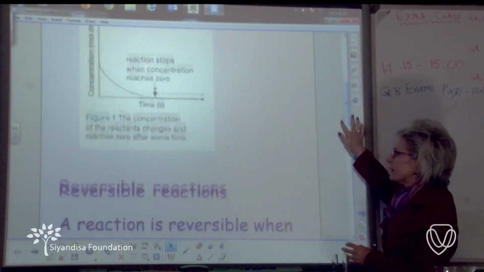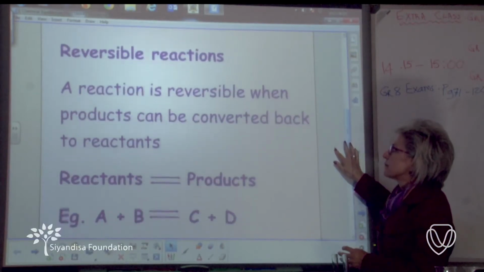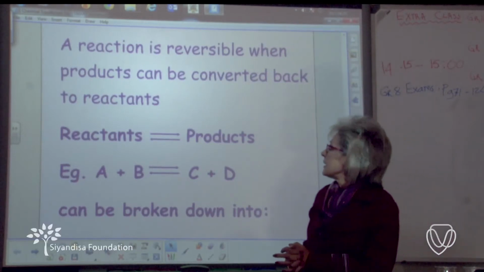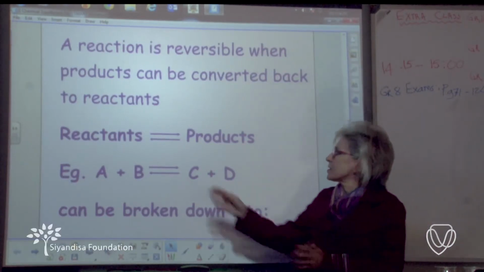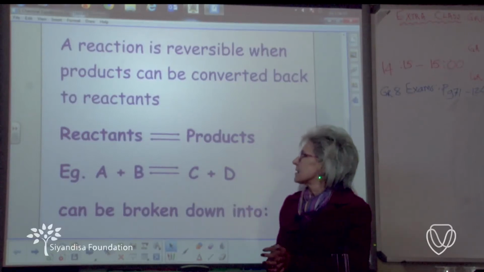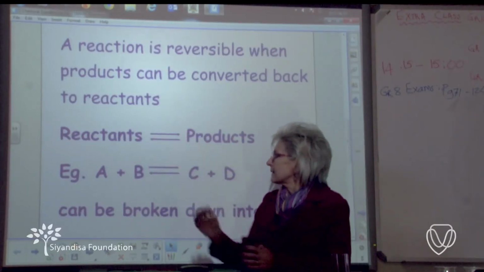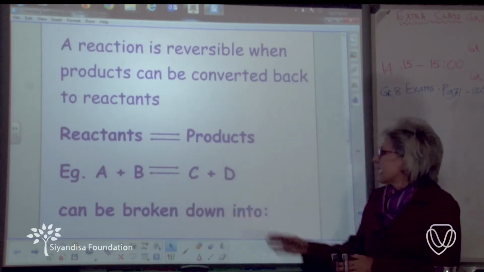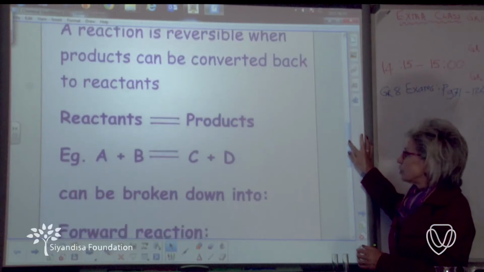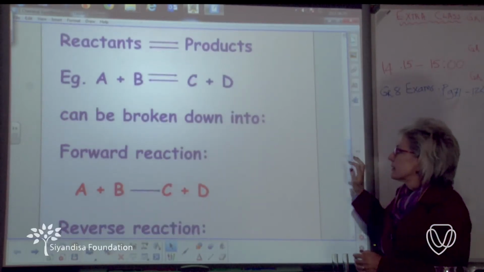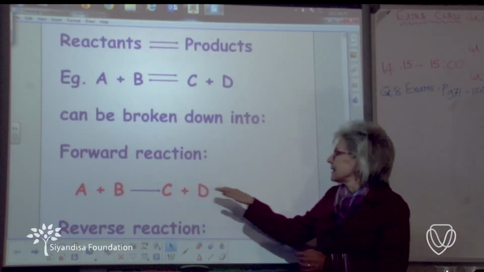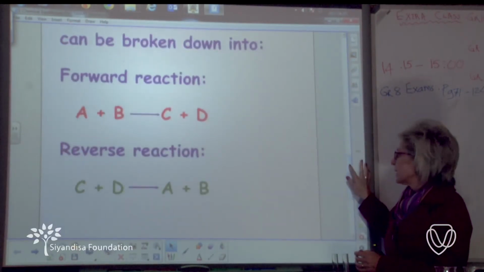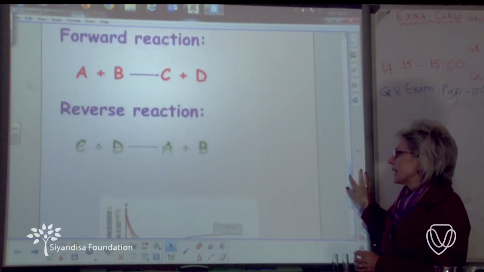Now, in dealing with reversible reactions, we say that a reaction is reversible when the products can be converted back to reactants. So this is just writing it in general. Reactants form products, products form reactants. So for example, if reactants are A and B, they form C and D. And this can then be broken down into two separate reactions, A and B forming C and D, being the forward reaction, and then the reverse reaction, C and D, breaking up and forming A and B again.